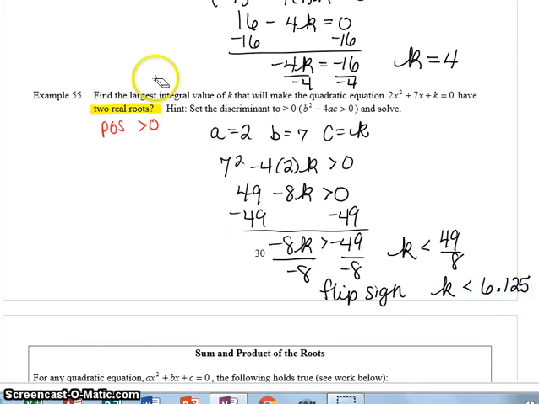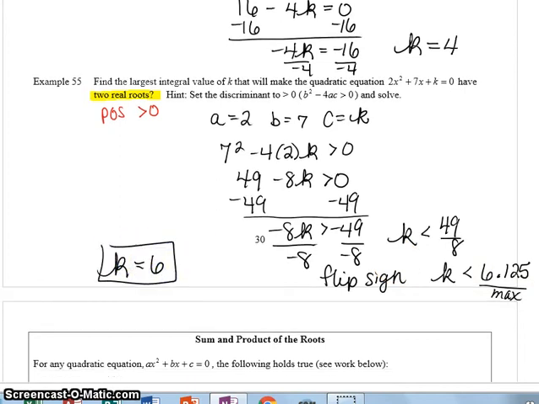So if you go back and read the question, it says find the largest integral value of k. So now, the highest it can go is 6.125. You can't say 7 because this is the max it reaches. So the largest value it can have would be 6. Okay? The largest integral value would be 6.